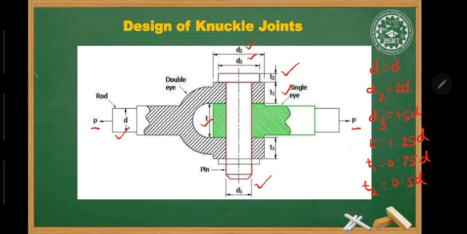Due to this external load P, there are some stresses induced in the knuckle joint, which are sigma T, the permissible tensile stress, tau, the permissible shear stress, and sigma CR, the permissible crushing stress. We will discuss the design of the knuckle joint in the next slide.